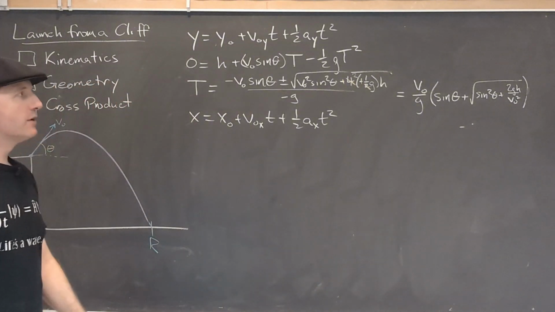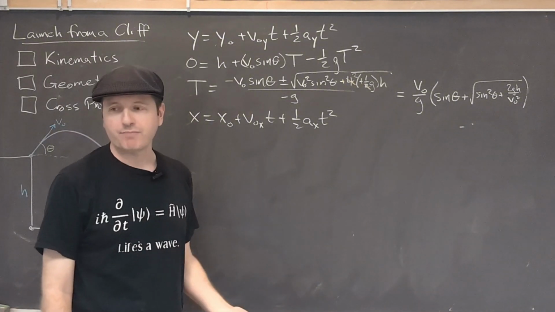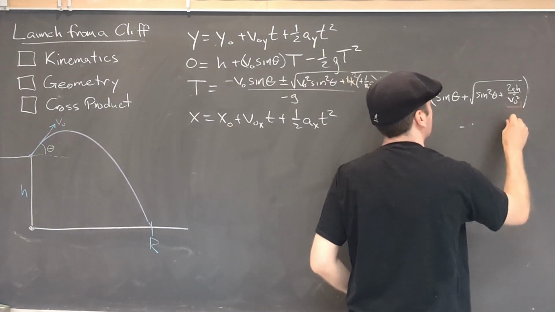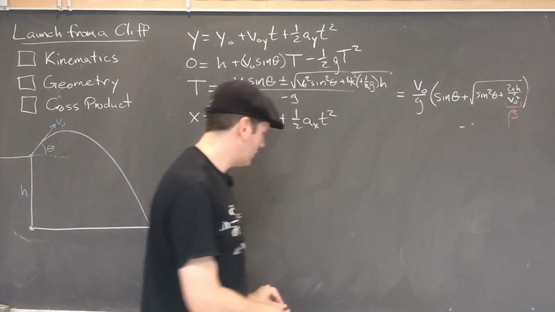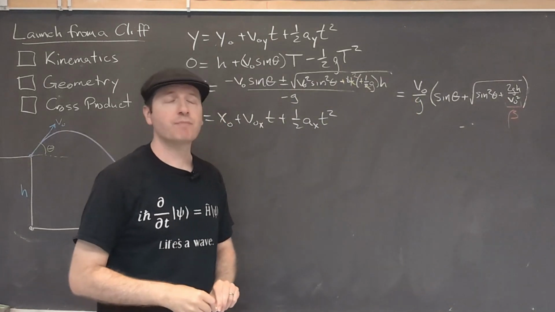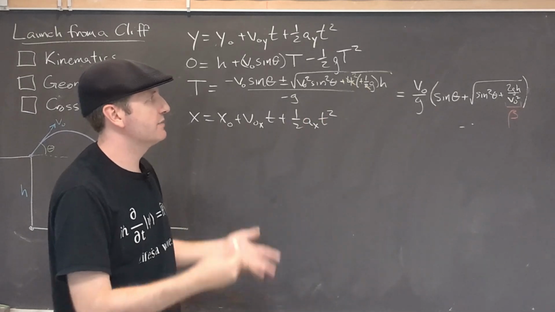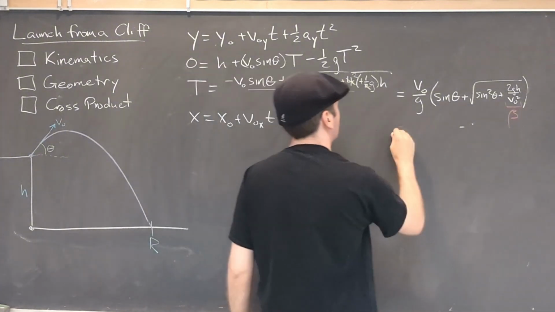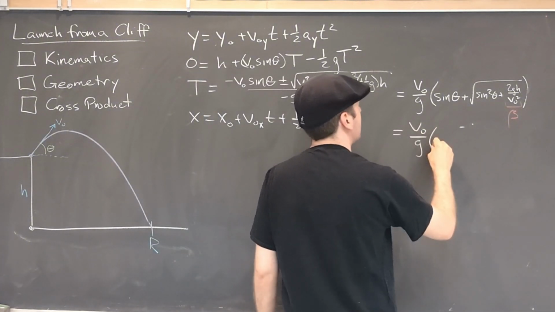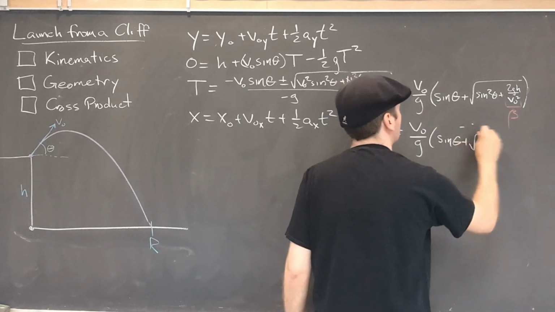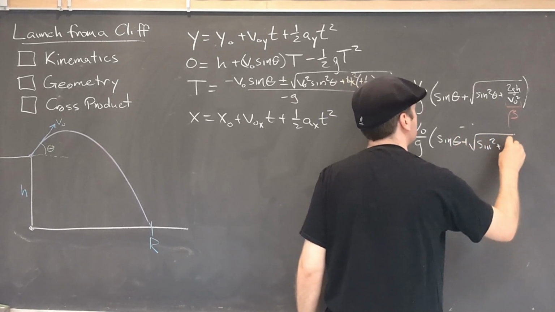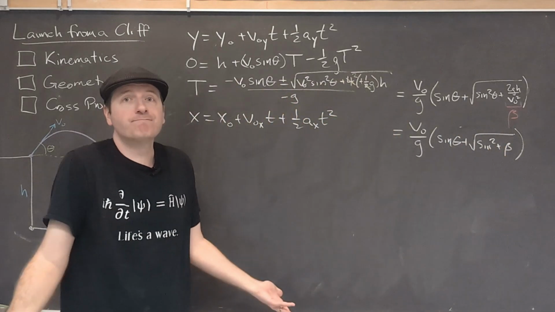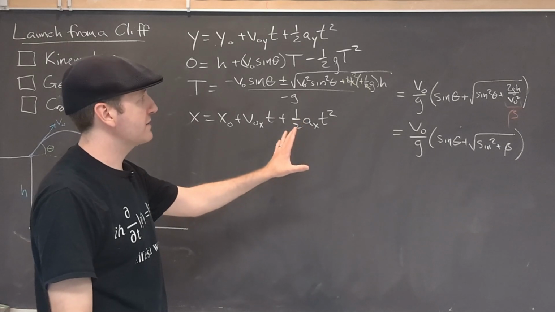And just to make life a little bit simpler, because this is going to come up quite a bit, let's go ahead and define a symbol for this quantity. I'll call it beta. 2gh over v naught squared is dimensionless, and it's just going to be some constant that depends on the initial parameters of the problem. All right, so my final result then is v naught over g sine theta plus root sine squared plus beta. And that's it. It doesn't really simplify any more than that. So that's the total time in flight.